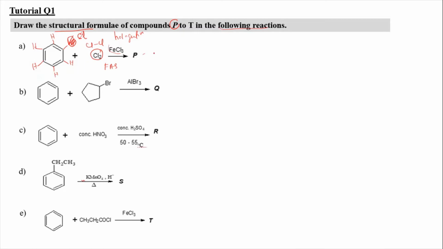So we're going to draw the benzene again, and then let's say I'm going to change this hydrogen into Cl. Okay, so this is known as the halogenation reaction, and this is my product that will form. So I'm going to label it as P.